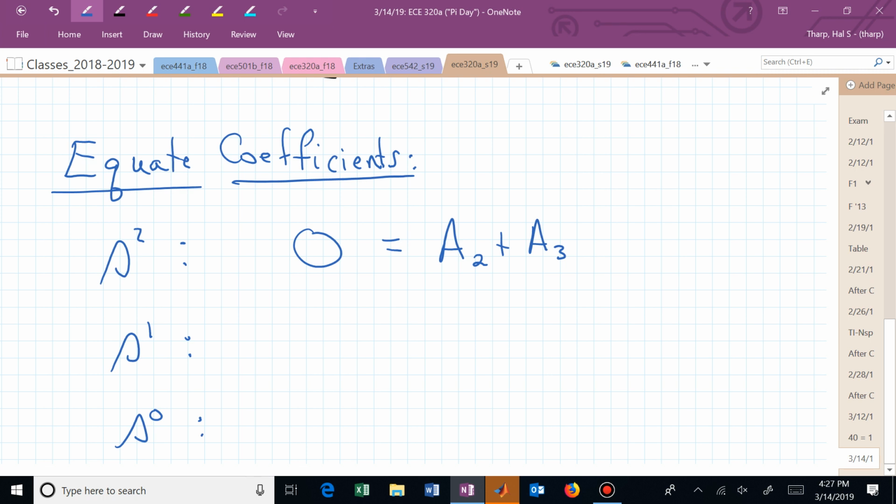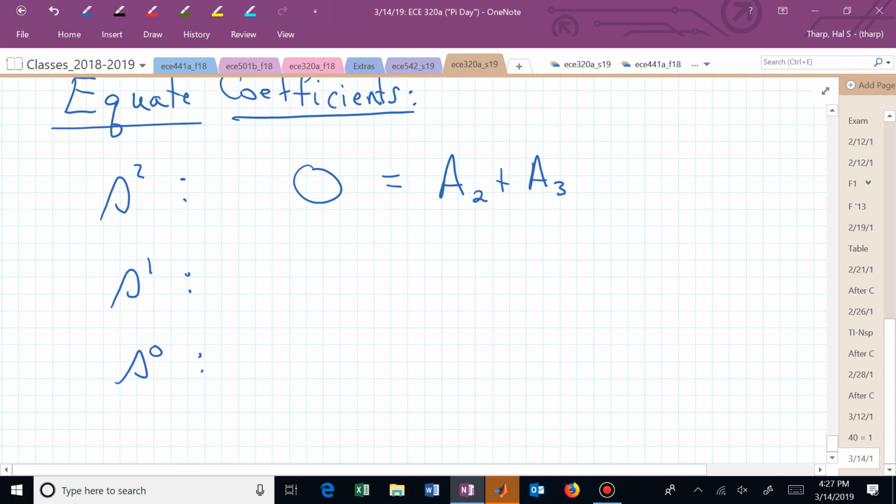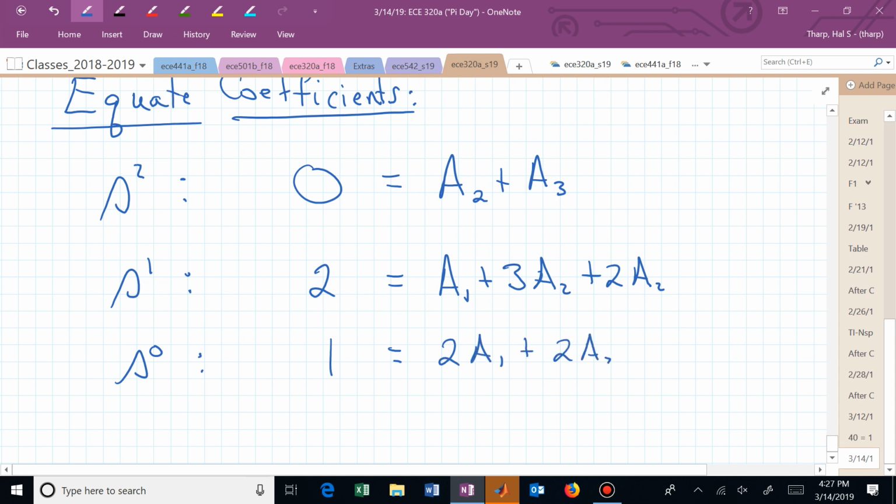But if you haven't done that and you wanted to see, is my algebra correct? We had 2 on the left, and that was equal to a1 plus 3a sub 2 plus 2a sub 3. And finally, the constant coefficient was 1 on the left, and on the right, 2a1 plus 2a sub 2 plus a sub 3.